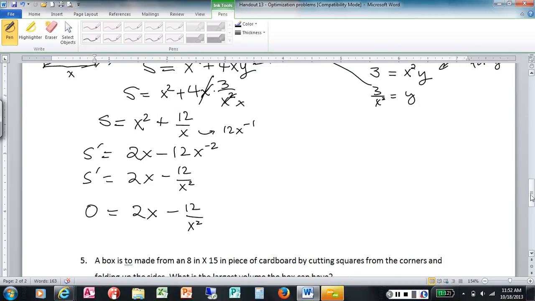See what that gets me. So how would I solve that equals 0 equation like that? How would you do it?